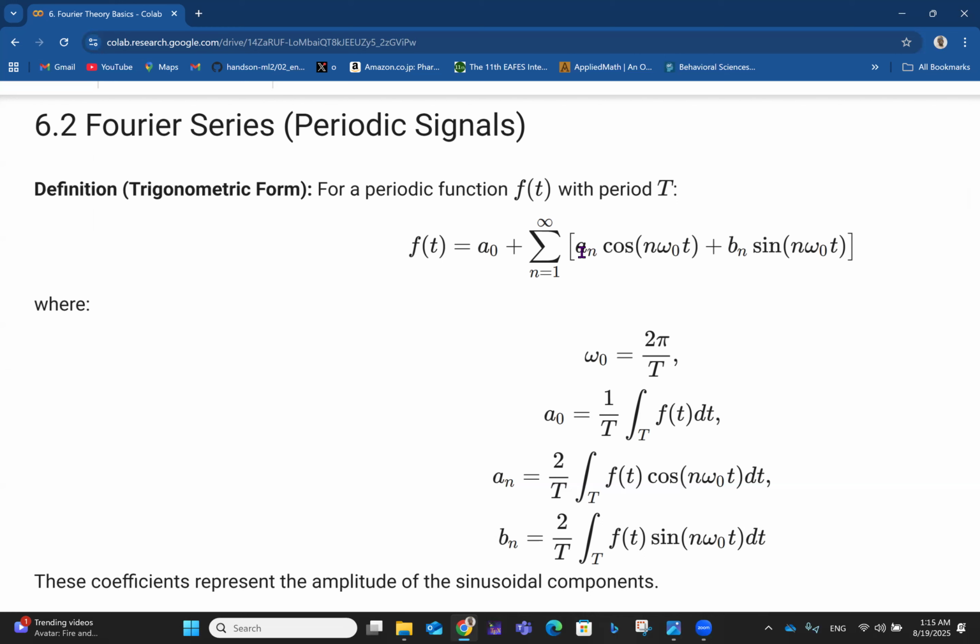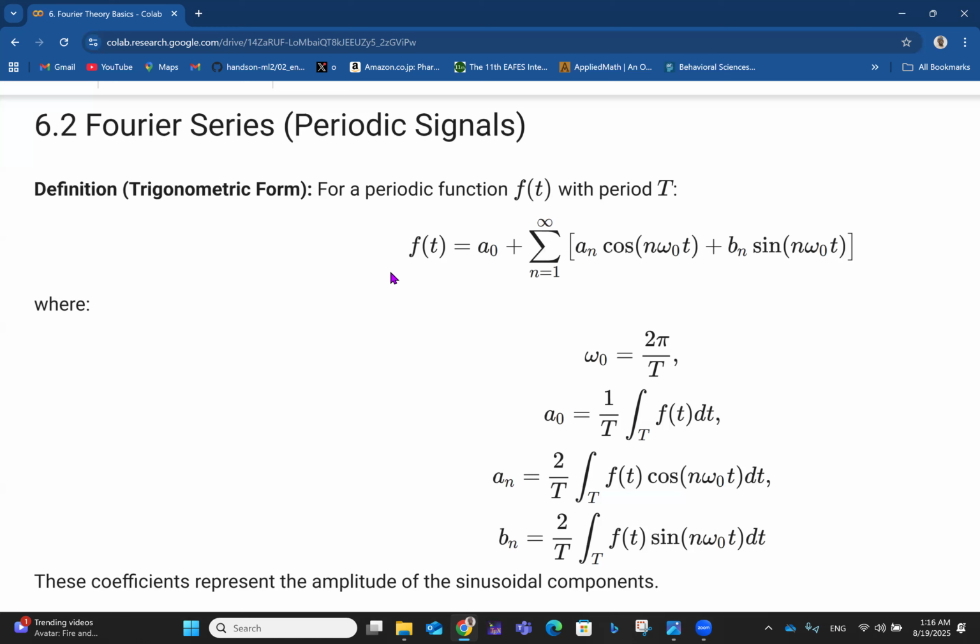And then you have the a's. So you have an, which is 2 over T integral over the period of f of t cos n omega naught t dt. And then you have bn, which is 2 over T integral of f of t sin n omega naught t dt. So that's basically what the whole Fourier thing is about.